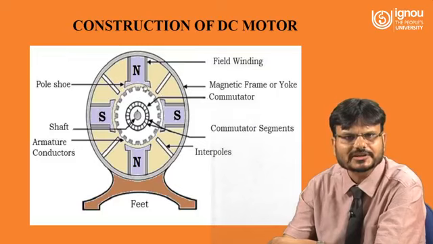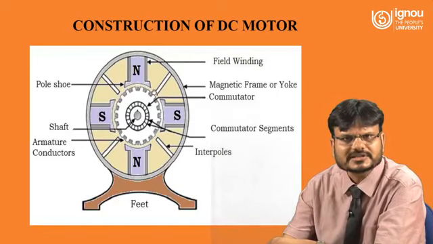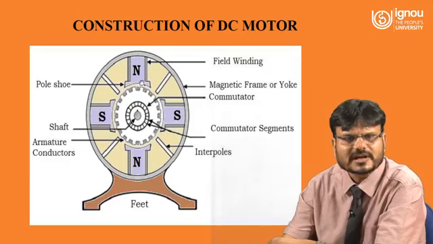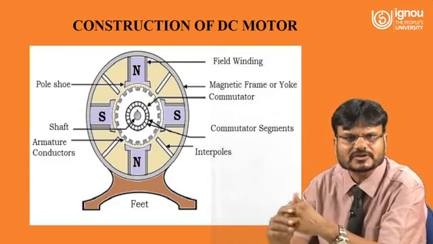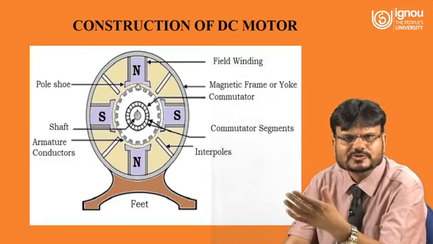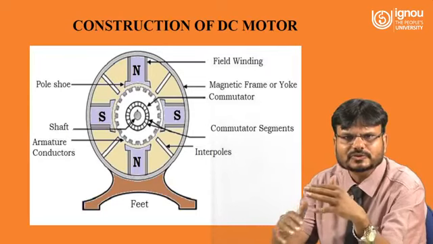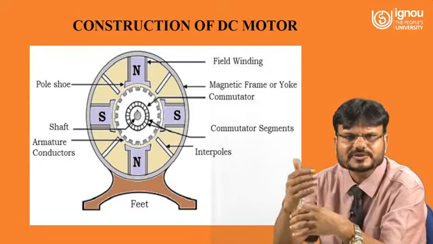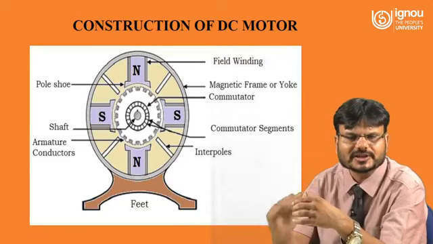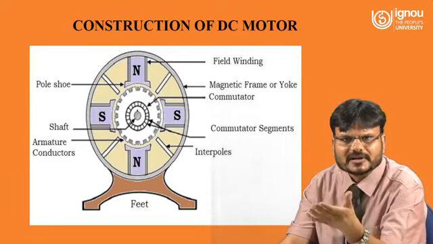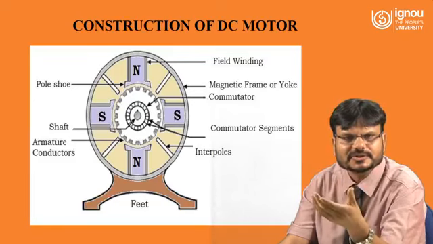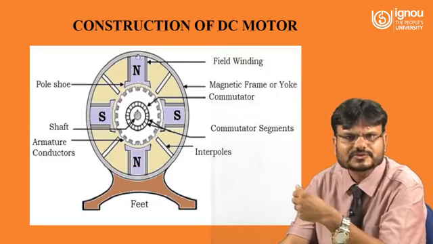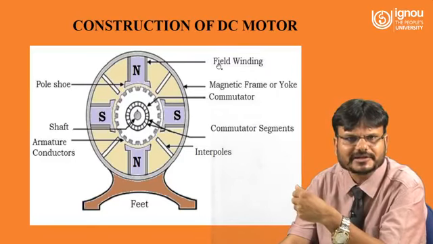Here you can see north pole, south pole, north pole, south pole, so they alternate. Again, here you can see a pole shoe and a pole. So what is the function of the pole? The field winding is placed on this pole, and the pole shoe provides the maximum path for the maximum flux to pass through the rotor, because for getting rotation of the DC motor the first important thing is magnetic flux. This magnetic flux is generated by the field winding, and the field winding is placed on this pole.